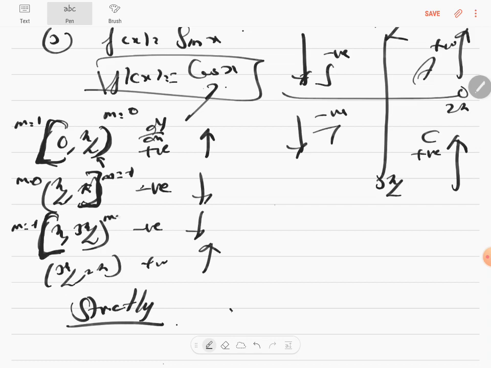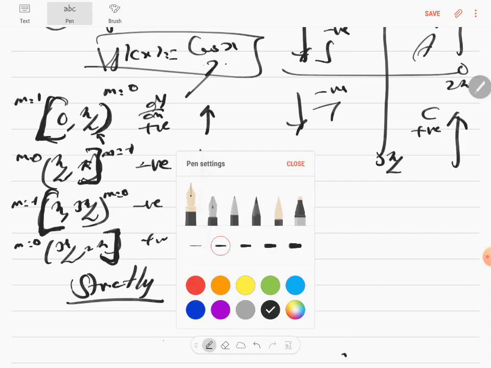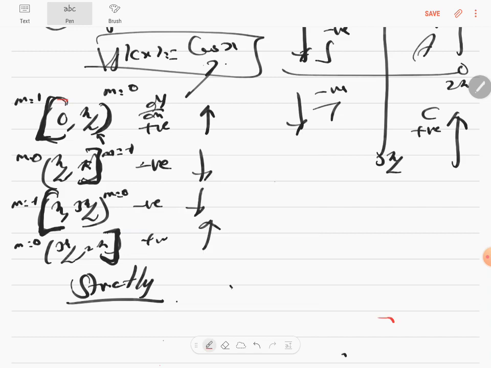Cos 3 pi by 2 is 0, so I can't include. Then the slope here is 0, I can't include. Cos 2 pi is 1, and so I can include. So you understood how I am writing the inclusive bracket analysis? Don't include, don't include, include. Include, don't include. Don't include, include.